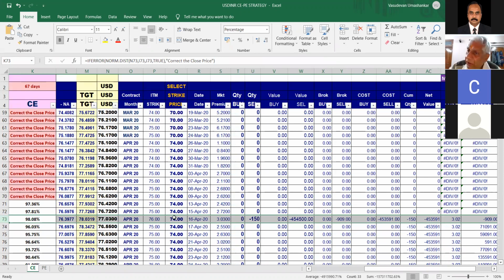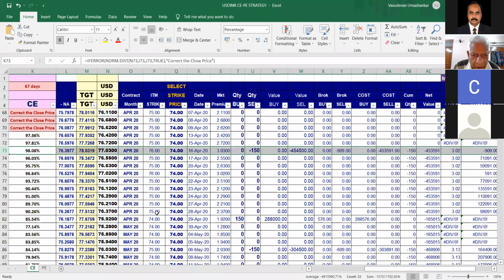Every end of the day, we have to close it. In between, we don't need to check everything, what is going on and all that. We will forget about it. Okay. So you see, this is the April end. Next day is May. So April, I simply covered it.